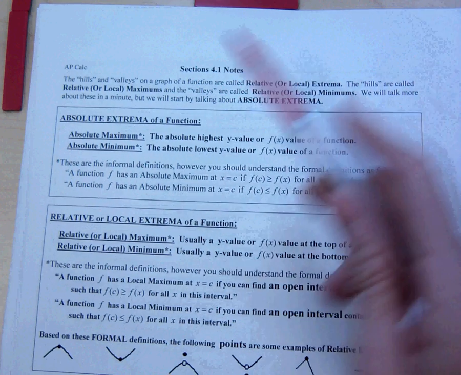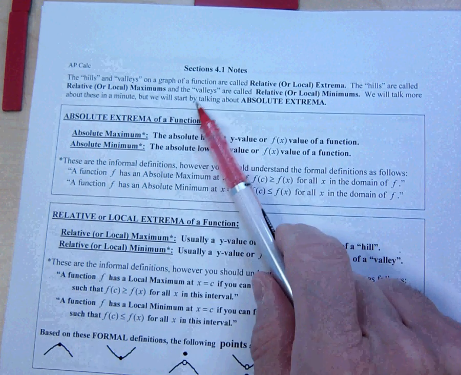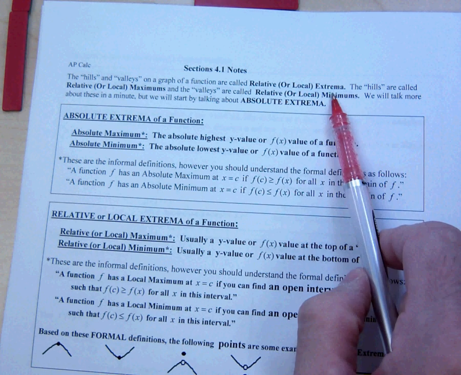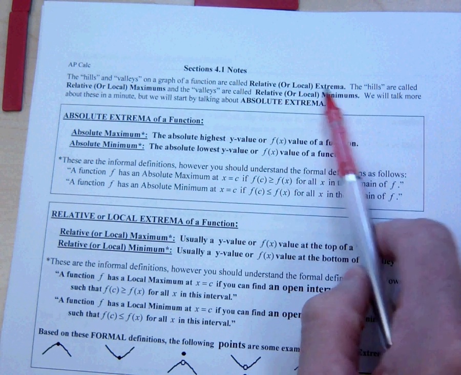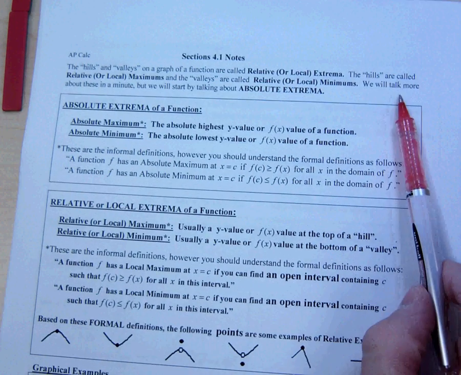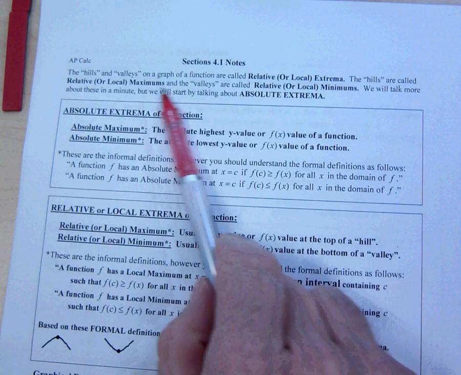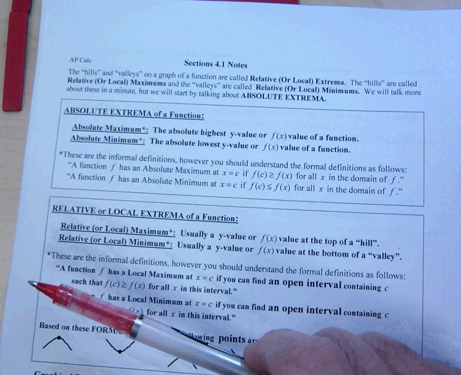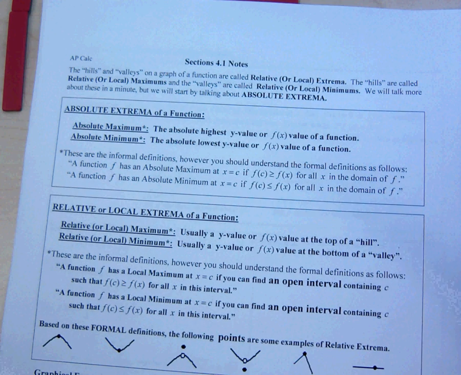Okay, so we're going to start by talking about the hills and valleys in a graph. Those are called the relative or local extrema. On the AP exam you might see them called relative extrema or local extrema, same thing. The hills are called relative or local maximums and the valleys are called relative or local minimums. We'll get back to those in a minute, but first we're going to talk about something else.